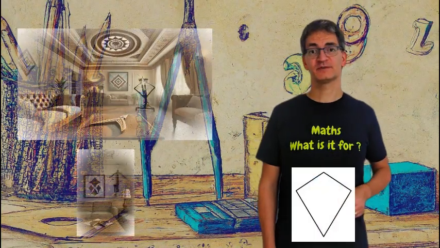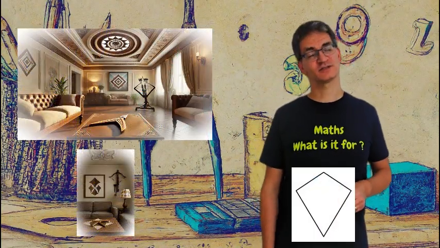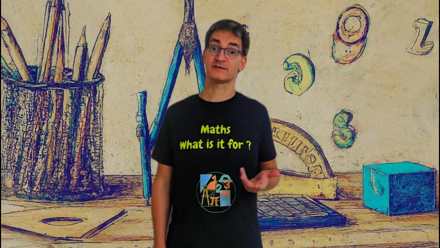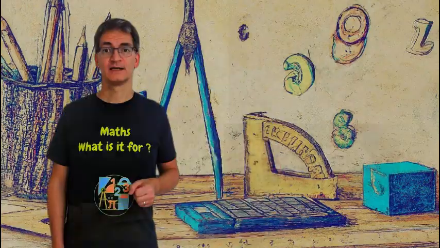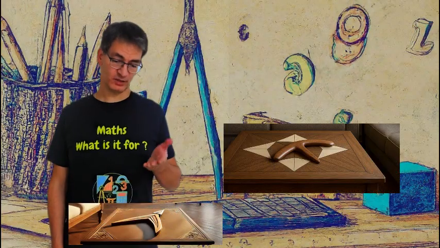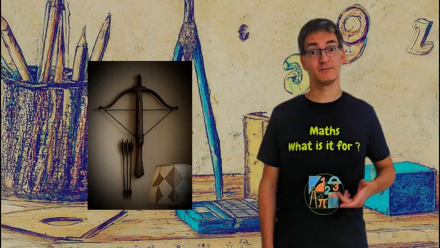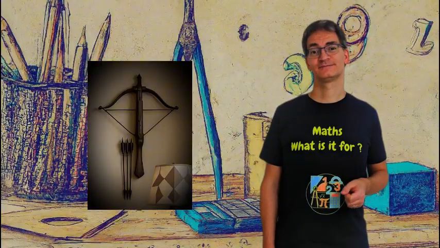Like these examples, most kites are convex shapes, but others are non-convex, commonly called darts, like the boomerang on that coffee table. And there are many more examples.